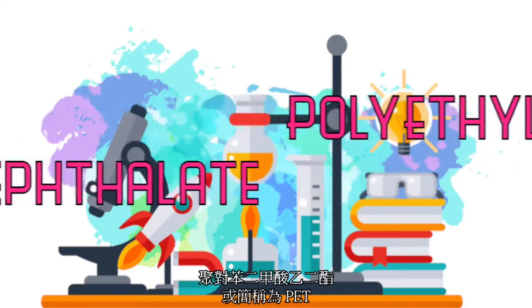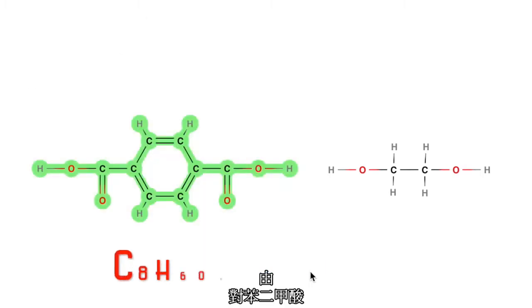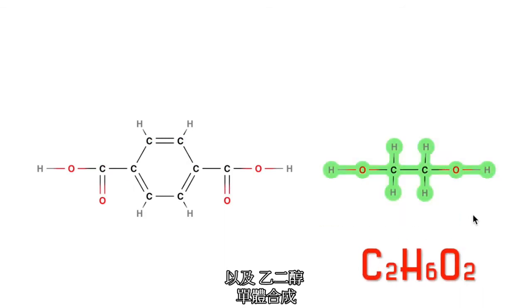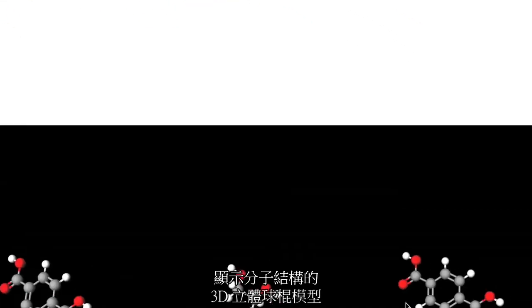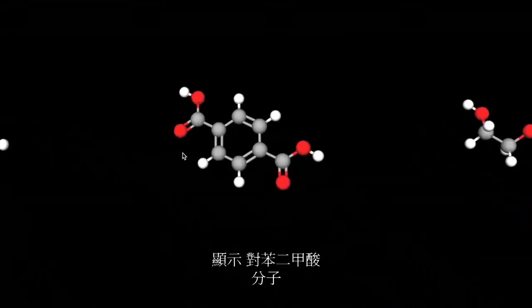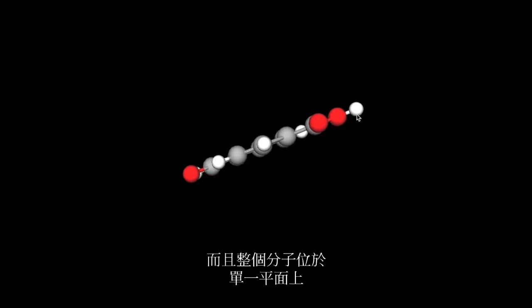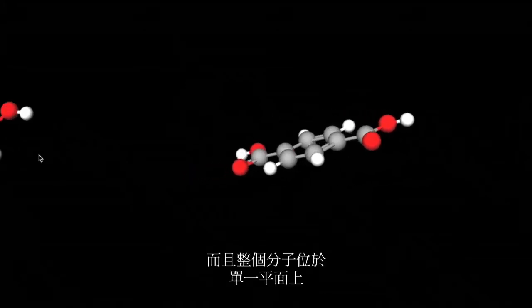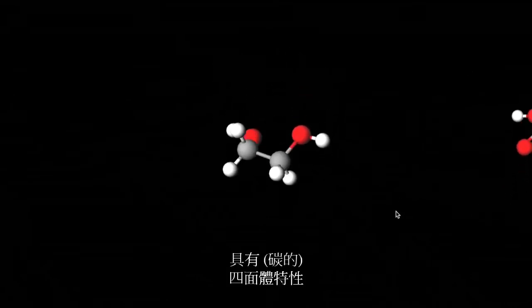Polyethylene terephthalate, or PET for short, is a condensation polymer made from the monomers terephthalic acid and ethylene glycol. The 3D ball and stick models illustrate the structure of these molecules. Terephthalic acid has a cyclostructure and is on a singular plane, whereas ethylene glycol has tetrahedral characteristics.